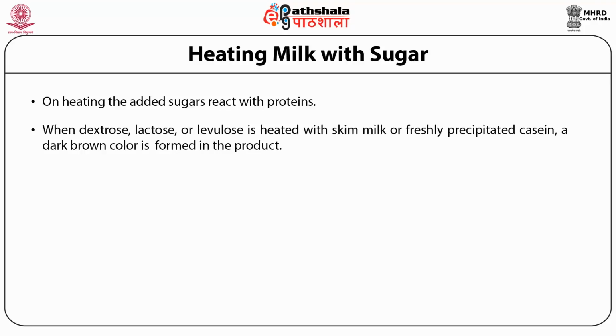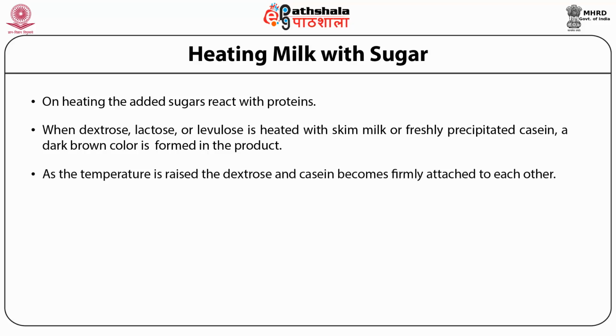When dextrose, lactose, or levulose, that is our common sugar, milk sugar, or invert sugar, is heated with the skim milk or freshly precipitated casein, a dark brown color is formed in the product. This dark brown color is due to formation of lactic acid and casein compound. As the temperature is raised, the dextrose and casein become firmly attached to each other, and most of the biuret action of milk is lost.